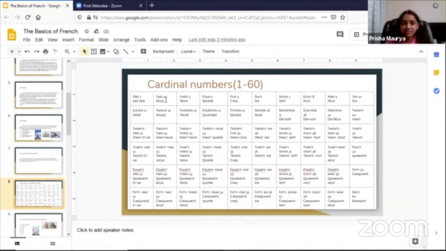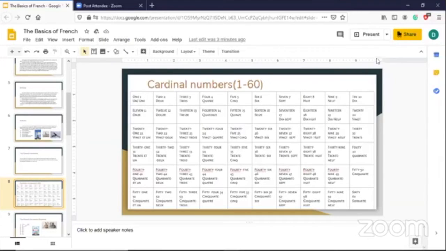So 1 is un, 2 is deux, 3 is trois, 4 is quatre, and 5 is cinq, 6 is six, 7 is sept, 8 is huit, 9 is neuf, and 10 is dix. So till here, can anyone try to pronounce them?